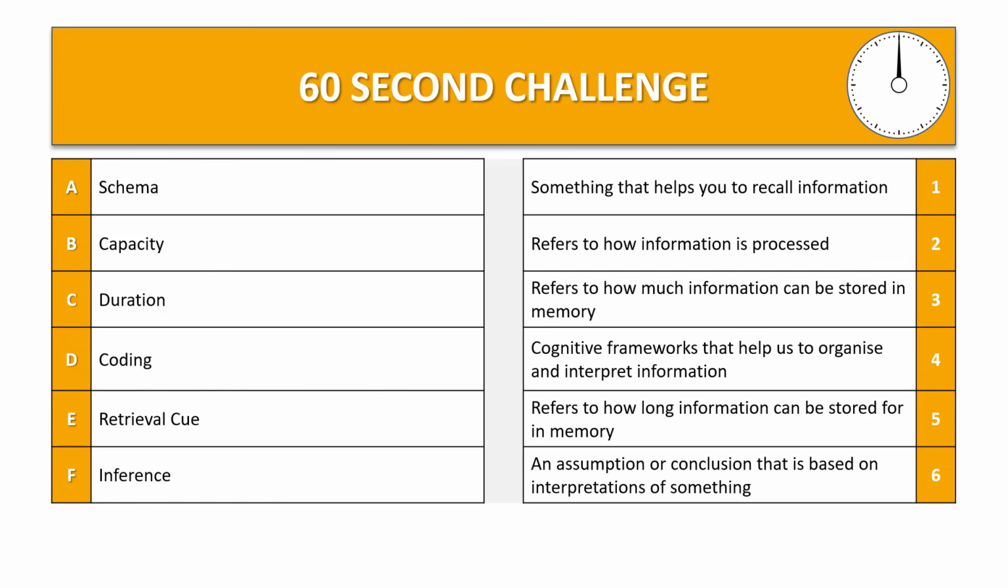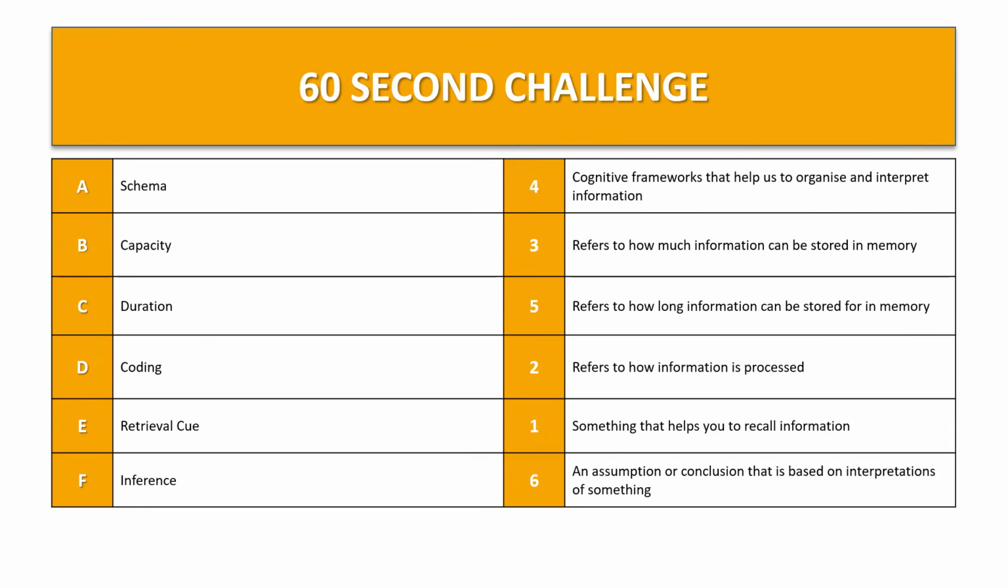Let's reveal those answers and see how you did. So mark your own answers off against these and figure out how many that you got correct. We'll whiz through them now. So A was matched with 4 because a schema is literally a cognitive framework. You may come across lots of definitions about that, but this is one that will help you all the way through your course. So cognitive framework that helps us organise and interpret information.